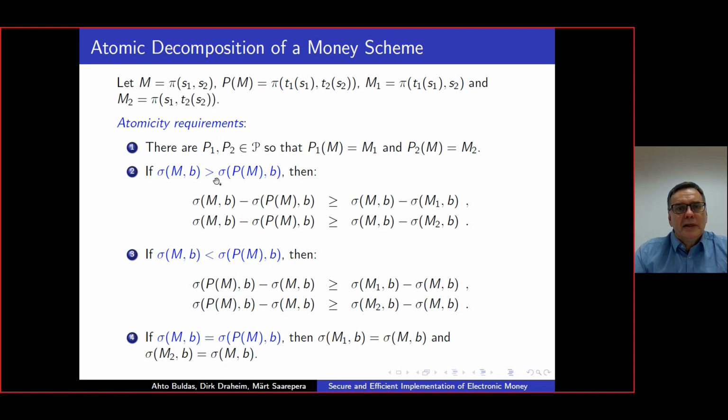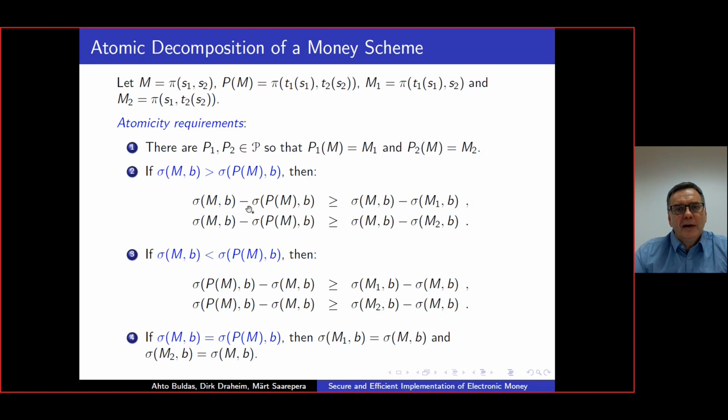The second requirement is that if, as a result of payment P, the money of a bearer B decreases, so in the resulting money distribution, B has less money than without applying this payment.